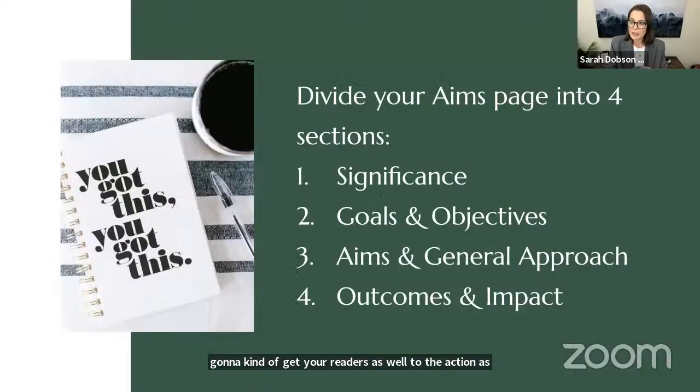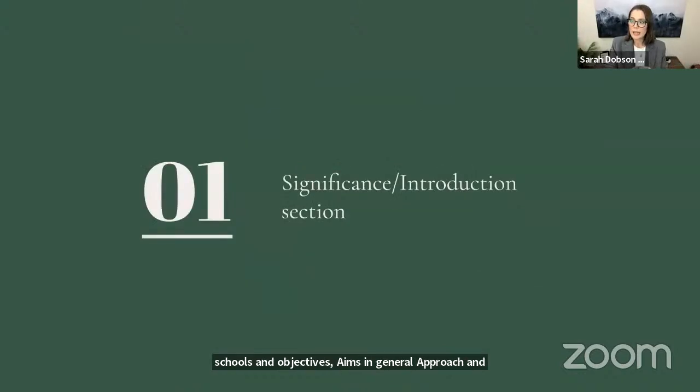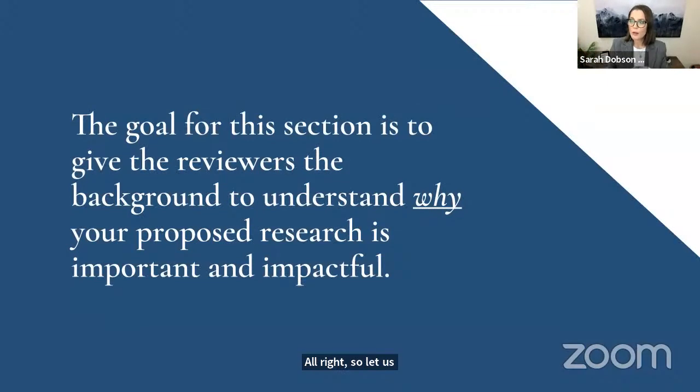So let's also remember that you are dividing your Aims page into 4 sections. We're talking about significance, goals and objectives, aims and general approach, and outcomes and impact. All right. So let us begin. The goal for this introductory section is to give the reviewers the background to understand why your proposed research is important and impactful.